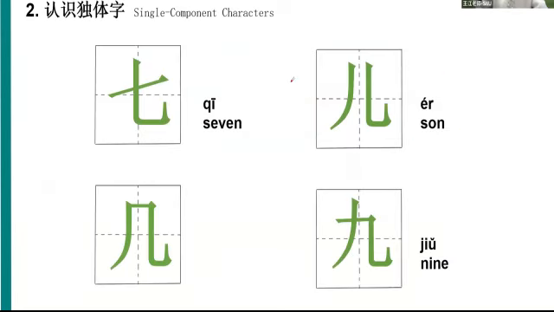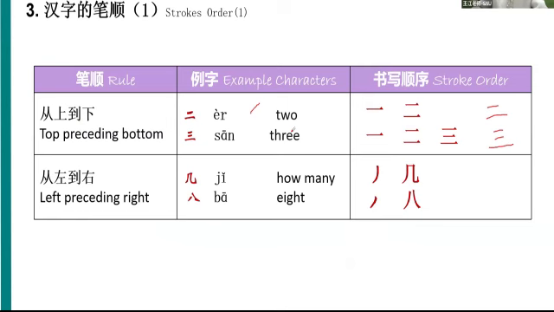Besides, we make a judgment to distinguish the meaning according to the tones. But there are some Chinese characters that have the same tones and the same pronunciation, and we should make a judgment according to the Chinese characters. So it is very important to master the Chinese characters. But here one is the fourth tone and the other is the second tone.